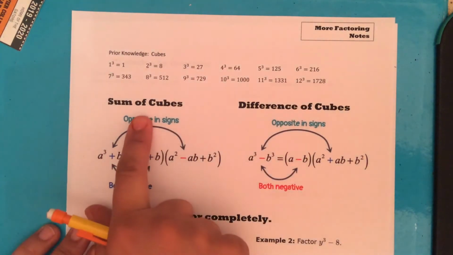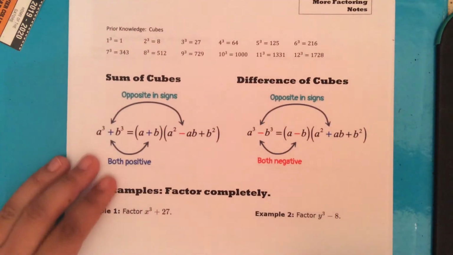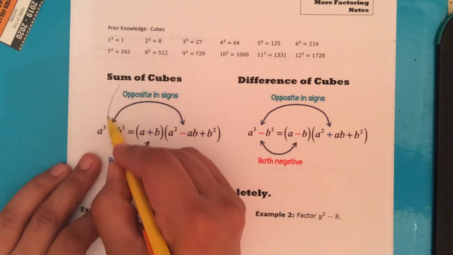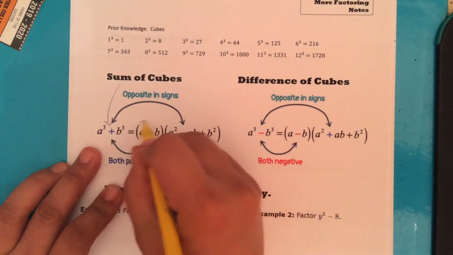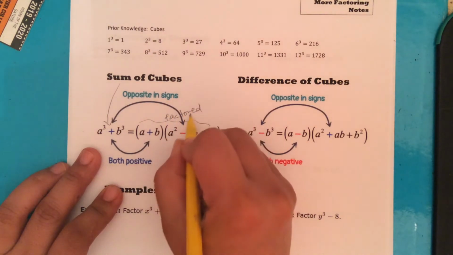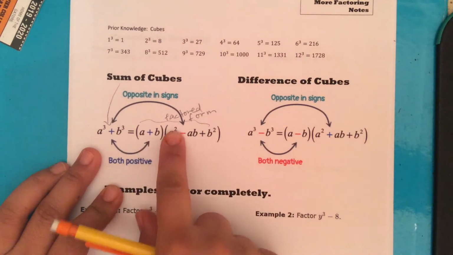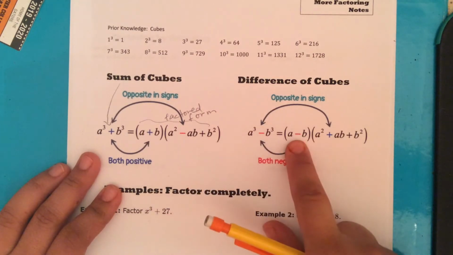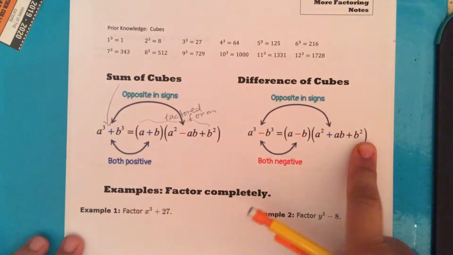So we have the sum of cubes and the difference of cubes. Basically they're the same formula, the only thing that changes is the sign. So if you have an addition, a sum, then the way you factor a sum of cubes, so this is your factored form right here, is a plus b times a squared minus ab plus b squared. And if you have a subtraction, then you just switch these two signs. But it's basically the same formula.